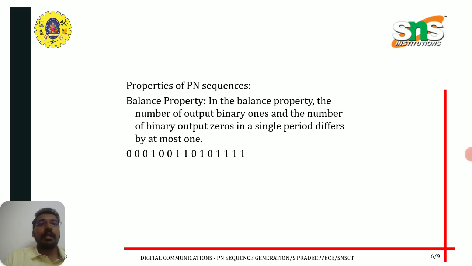First one, balance property. In the balance property, the number of binary ones and the number of binary zeros in a single period differ by at most 1. Here the total count of 1 is 8 and the total count of 0 in this sequence is 7. As said in the balance property, the count of binary 1s is at most 1 more than the count of binary 0s. So the balance property is verified.